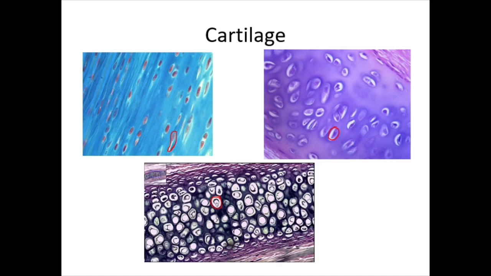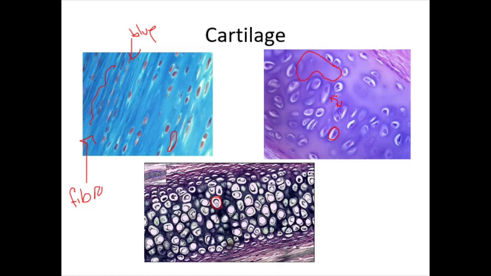Blue and the wavy collagen: fibrocartilage. Glossy appearance. This picture has a lot more purple. Lots of space between the lacunae. Absence of any sort of protein fiber that you can really see. Hyaline.